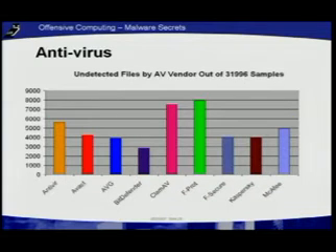So this is sort of the converse graph of the previous slide. This shows you which ones miss the most. So obviously Bitdefender misses the least. That's why its graph is a little bit smaller. Again, take this with a grain of salt.